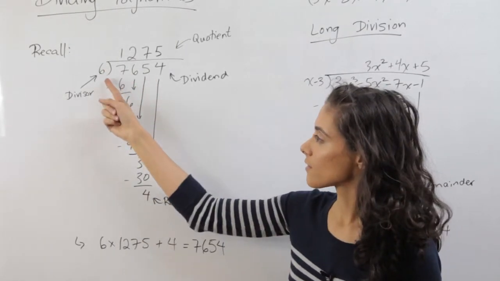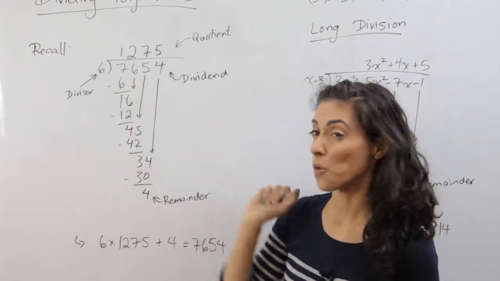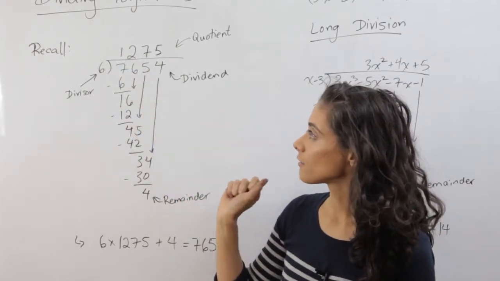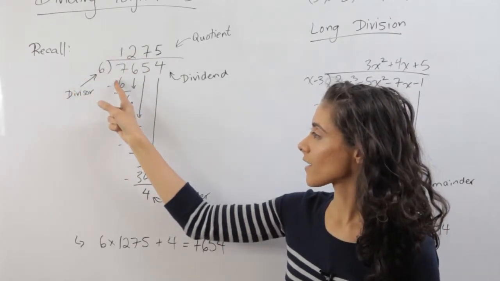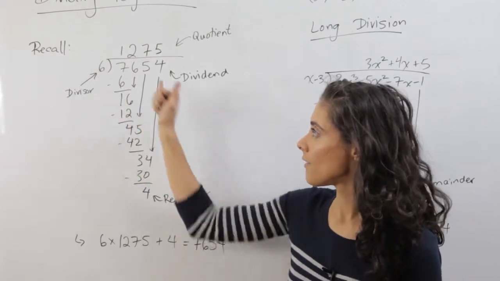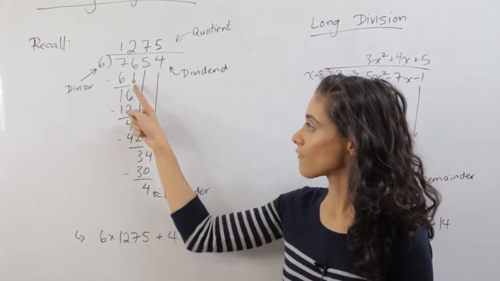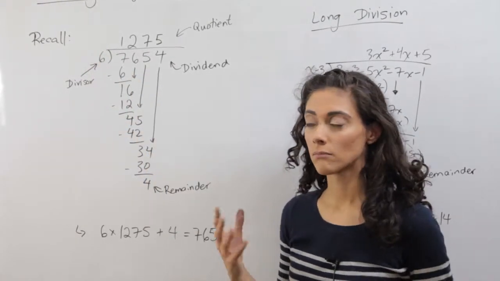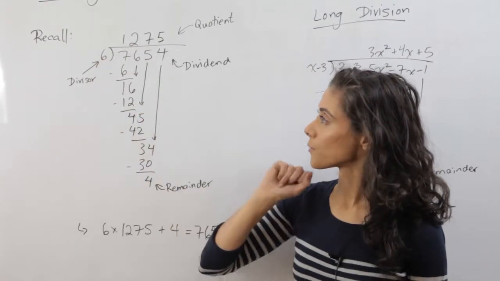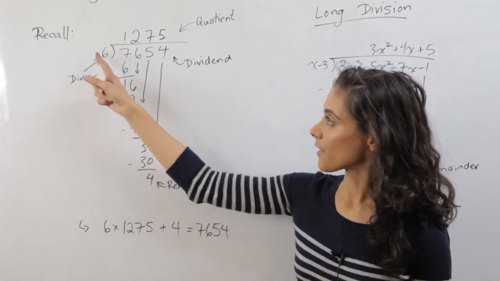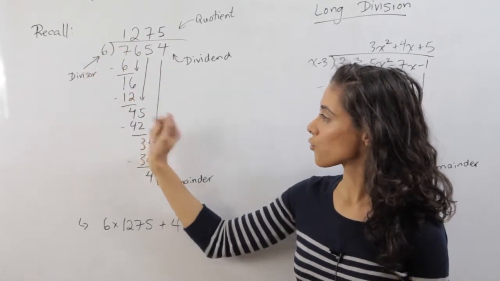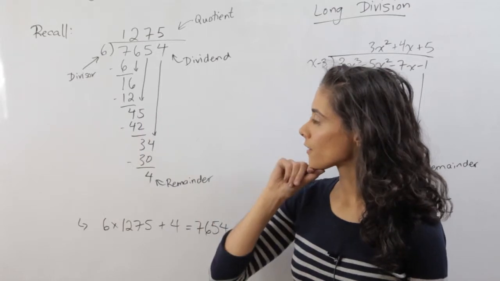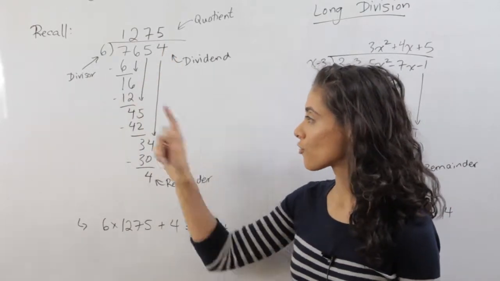We ask ourselves, 6 fits into 7 only once, and to find the remainder, we go 6 times 1 is 6, remainder is 1, then we bring down the next term. Now we have this new division to do. How many times does 6 fit into 16? Twice. So we put the answer up top. Now we want to find the remainder again, so 6 times 2 is 12. My remainder is 4. Bring down the next term, and so on.